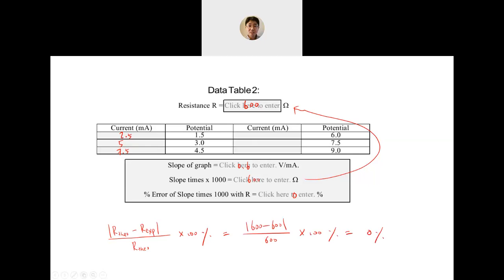We can come back to data table 3. How many tables here? Data table 3. Analysis. Yeah, I can see 3. That 3 is the last one. Data table 3: switch back to the PET simulation, return the voltage slider up to 4.5 volt. In this case, we have to see the IV graph, the I versus V graph.